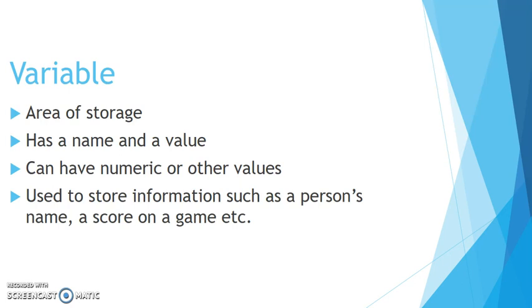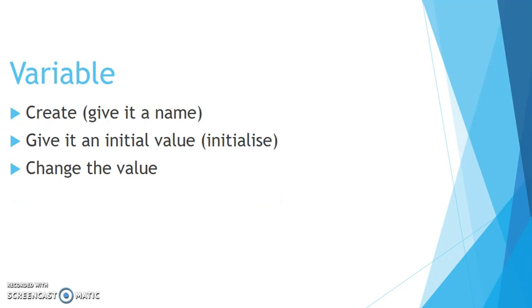So as I mentioned there, you can use variables to store information such as a person's name, a score in a game, and various different things like that. And a variable is a really important concept to get across to your students, because it's really important that they understand how variables work and how they can be used to increase the complexity of a particular program that you have. So when you have a variable, you can create it giving it a name.